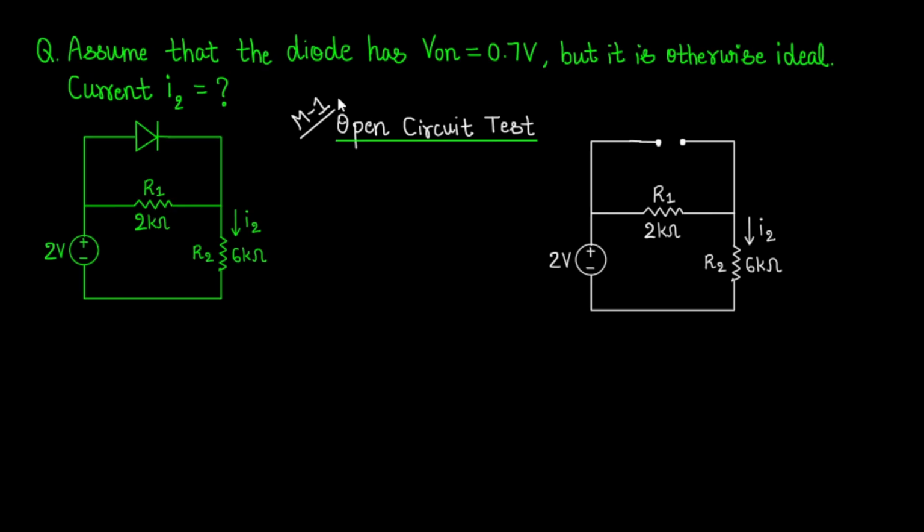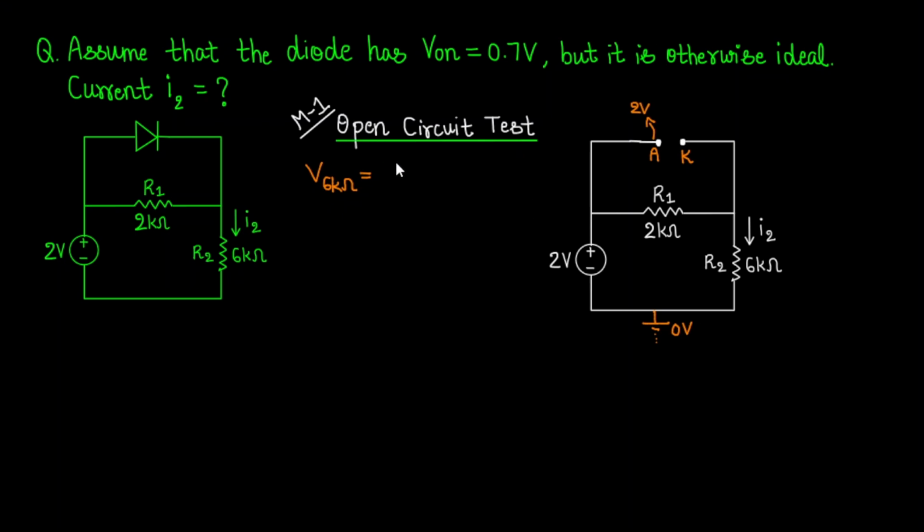Now first I will be doing method 1, which is using the open circuit test to calculate the current I2. First let us start by taking the reference voltage, which is the ground, 0 volts, and since this is a 2 volt voltage source, the voltage at this point can be written as 2 volts. This is the anode of the open circuited diode, and to calculate the voltage at the cathode of this open circuited diode, we need to know the voltage developed across this 6 kilo ohm resistor. So in order to find that, we can use the voltage division rule.